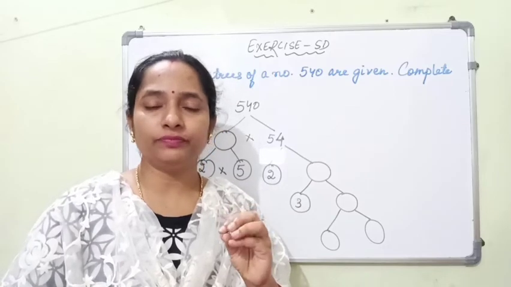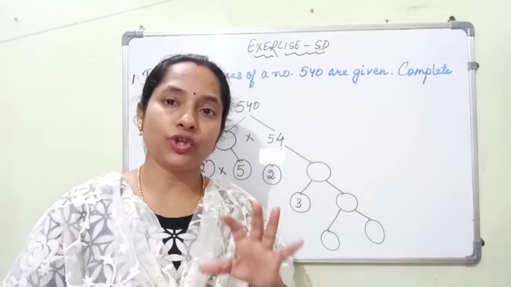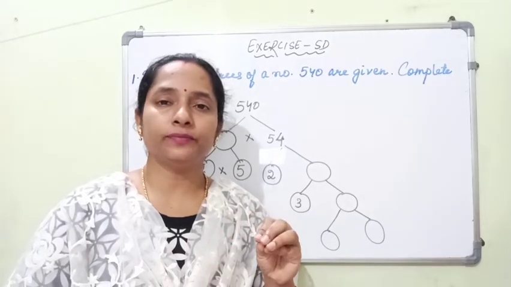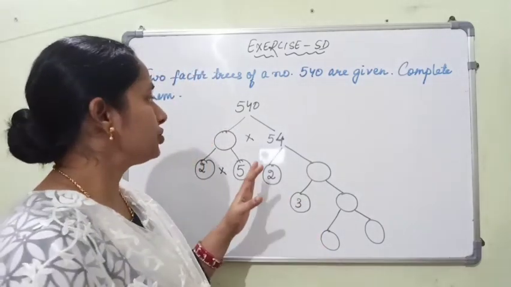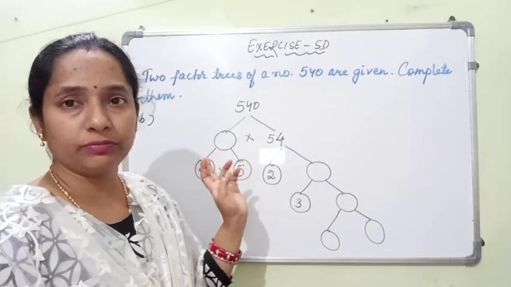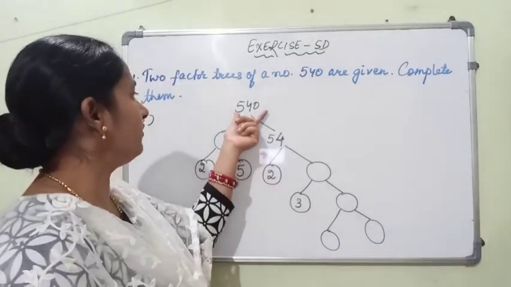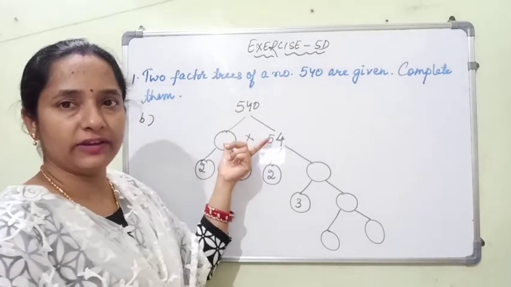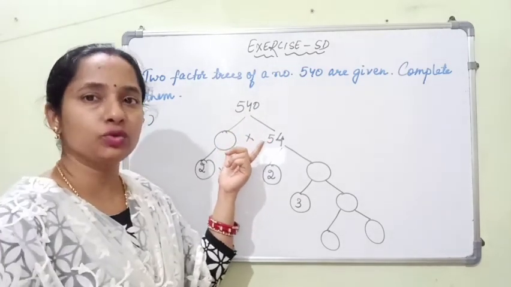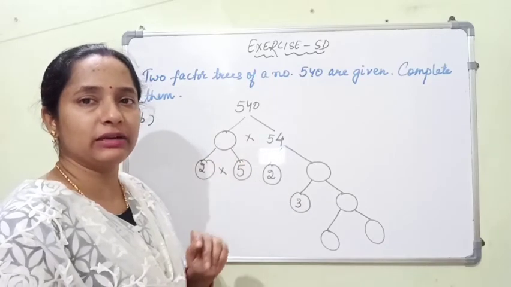There are some places which are vacant in that factor tree. So you have to fill them with the exact numbers which are to be placed there. Out of this, I am doing part B for you. Now if you see here, we have 540, and in the first step we are breaking 540 as the product of two numbers, where one of the numbers is given, 54. Then what should be the other number?